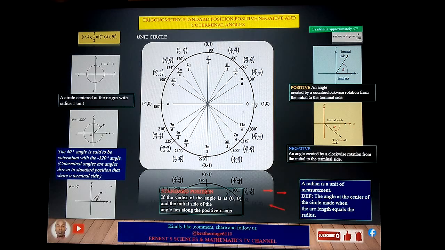So catch us in our other videos where we're going to look at the concept of trigonometry in an elaborate way, and the concept of unit circles in this specific sense, especially under the concept of graphing.